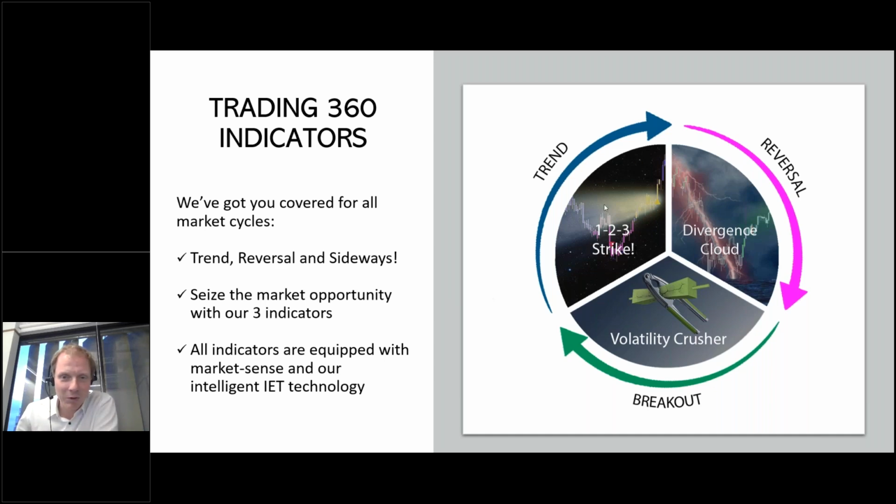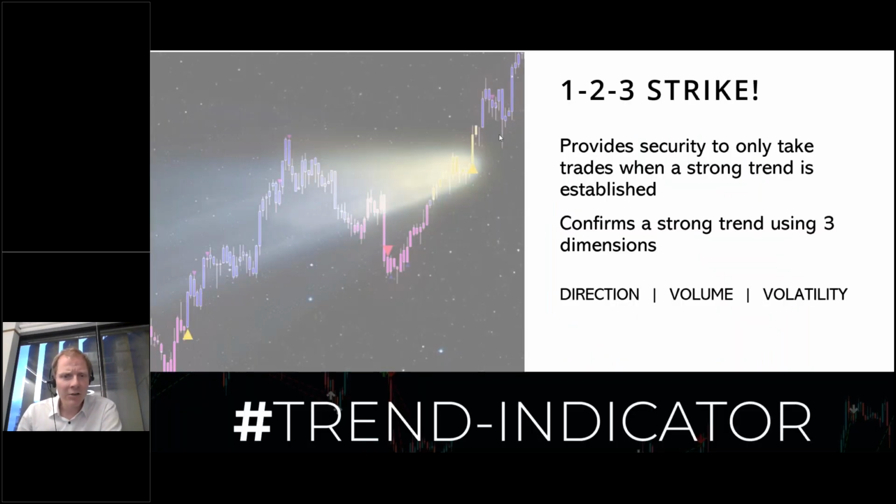So we have one indicator which we call 1 to 3 strike for trading the trending market. We have Divergence Cloud for trading the reversing market or for spotting fades. And we have Volatility Crusher to spot breakouts out of a sideways consolidation. Okay, so a bit more theory, and then we're going to look at charts.